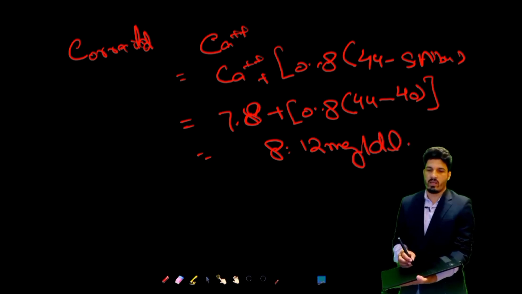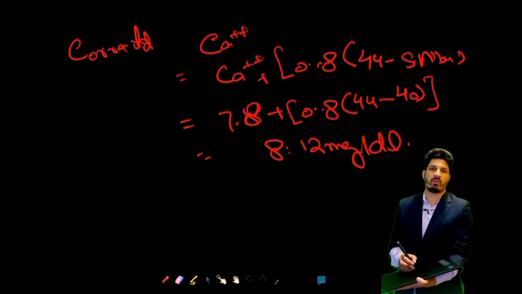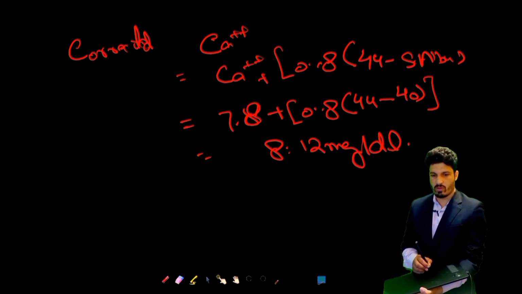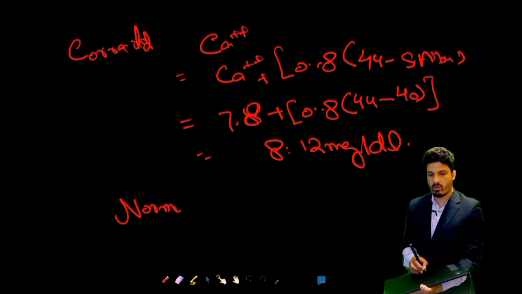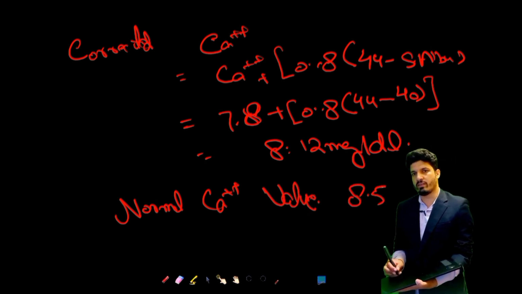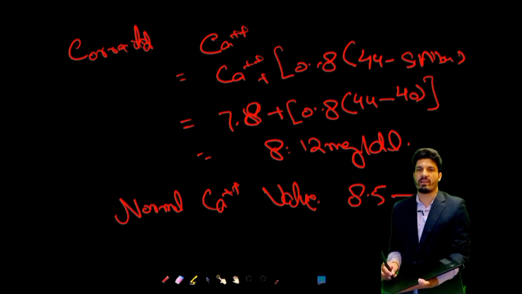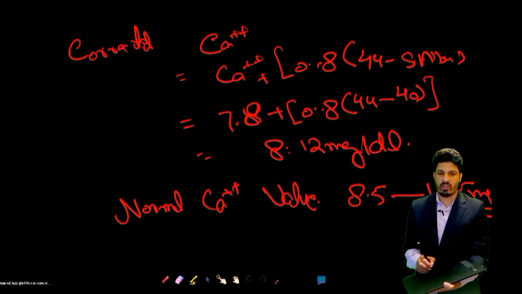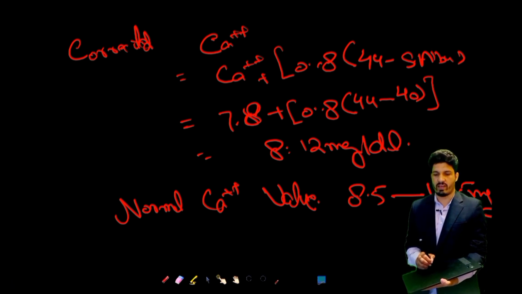And what's the normal calcium value? We must know the normal calcium value. It's around 8.5 to 10.5 mg per dl. Then we have the concept of elemental calcium.